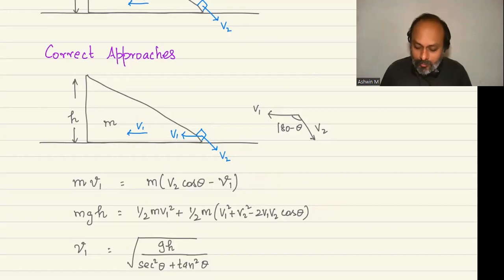Now from these two equations, we need to solve for v1. So what you do, from equation number 1, you get v2 in terms of v1 and put it in the second equation. Wherever v2 appears, you replace it with v1 and solve for v1. You are going to get this expression v1 equal to root of gh divided by secant square theta plus tan square theta. So this is one of the ways of approaching the question.